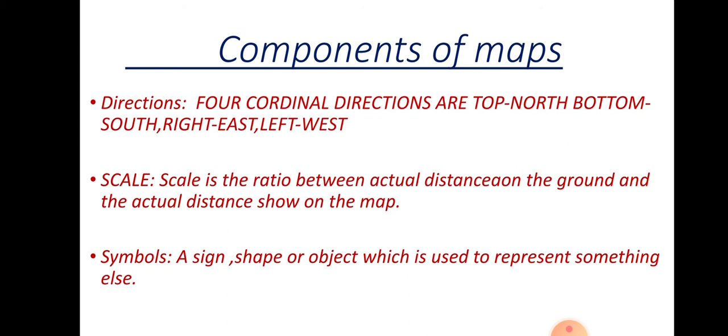Next, scale. Scale is the ratio between the actual distance on the ground and the distance shown on the map. Next, symbol. A symbol is a small sign, shape or object which is used to represent something else on the map. For example, if the object is big, we can show the big object as a small object by using symbols on the map. So without these three components, we cannot prepare any map.